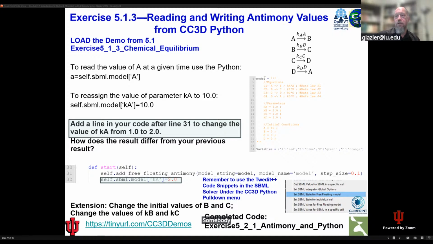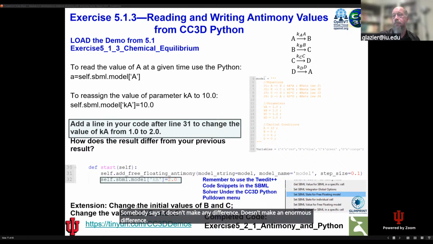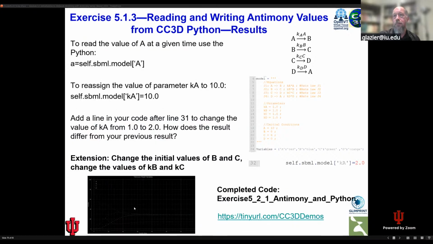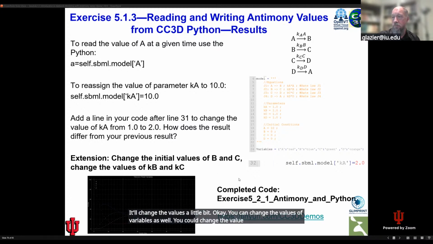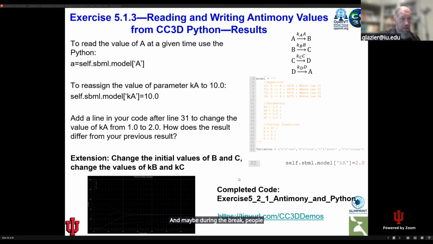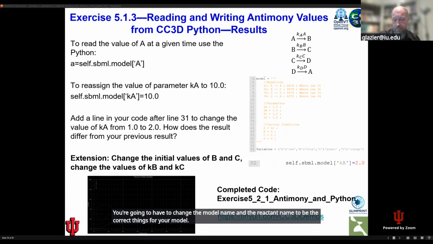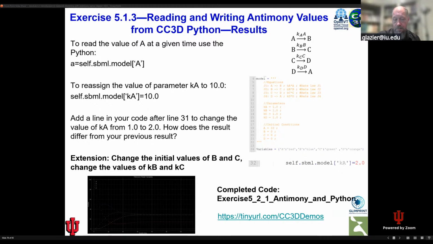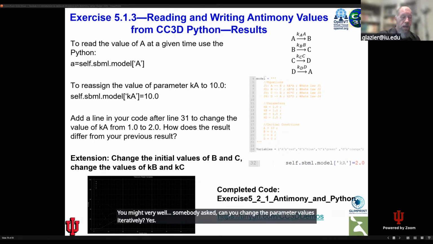Somebody says it doesn't make any difference. Doesn't make an enormous difference. It'll change the values a little bit. You can change the values of variables as well. You could change the value B, C, and so on. And maybe during the break, people can explore that. You're going to have to change the model name and the reactant name to be the correct things for your model. Somebody asked, can you change the parameter values iteratively? Yes. You can do all of these things.